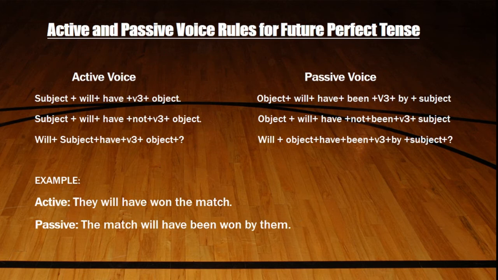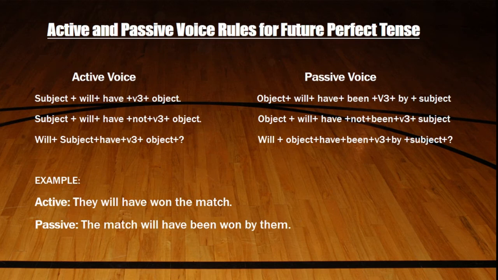But when we take it to passive voice, it becomes object plus will, then have, not, followed by been, the third form of the verb, and then the subject. Now, in the case of will, the interrogative sentence, I'm telling you, will plus subject plus have, and then the third form of the verb followed by the object, and do not forget the question mark. In the passive voice, it changes to will plus object plus have, been, then the third form of the verb followed by the subject.